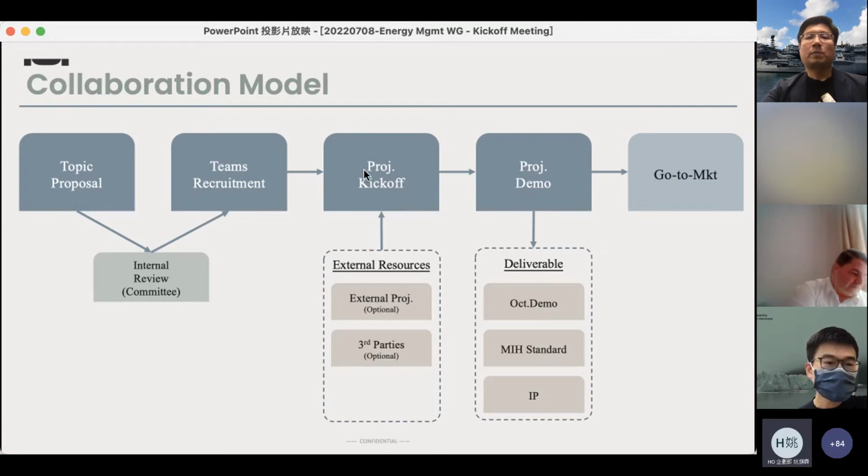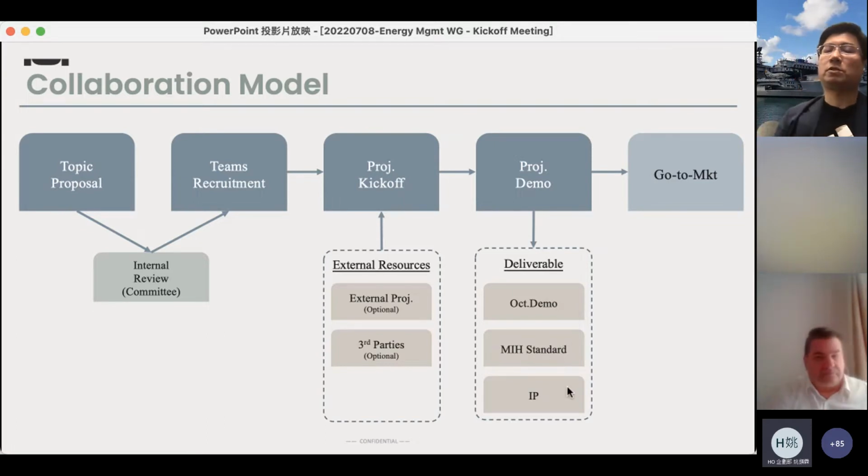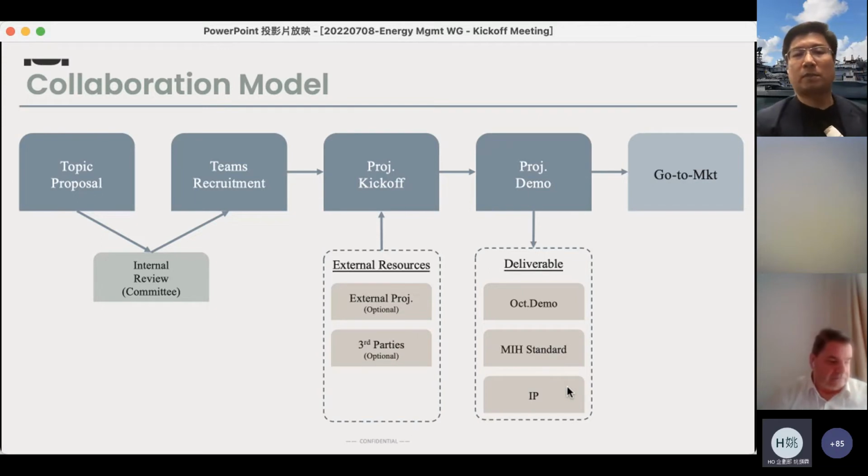Then kick off the bidding. Then usually we have a project demo at the end of this year. So we'll deliver the project. We'll deliver the October demo, that's for sure. By the demo, we define some MIH standards, and of course come up with the IP, which could be shared among the members as well.